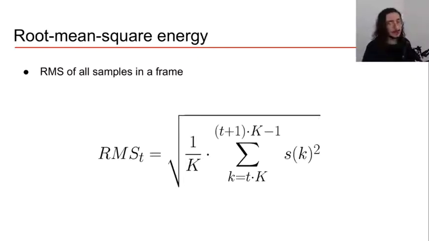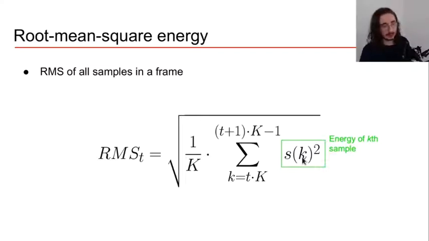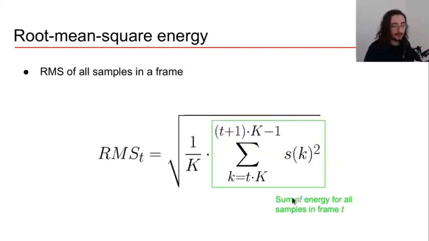Okay, so here, the new thing, which shouldn't be too new for you, is this S of k, which is the amplitude at the sample k, but it's squared this time. So if we have the square of the amplitude, basically we have the energy. So this guy is the energy of the kth sample. So what we do here is we sum the energy for all the samples in frame t. Once again, this is just the sum symbol, and we are adding up all the energy for all the samples in frame t.